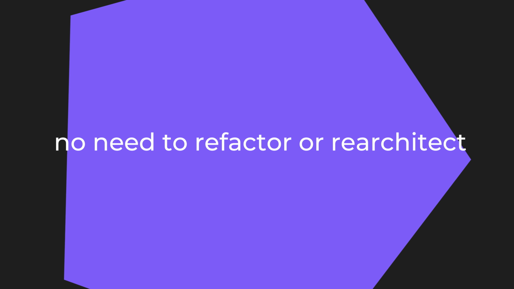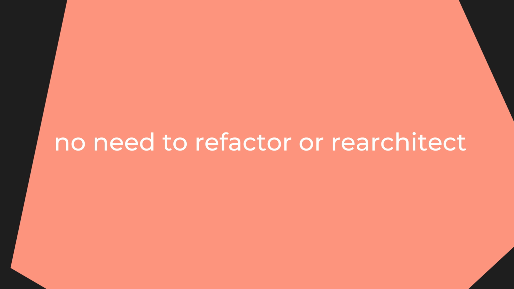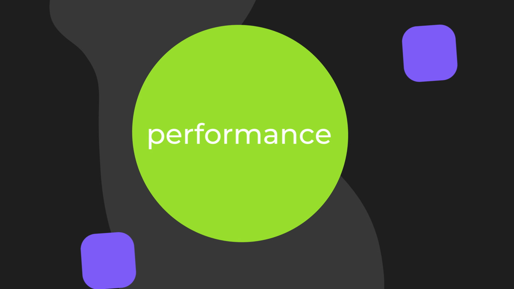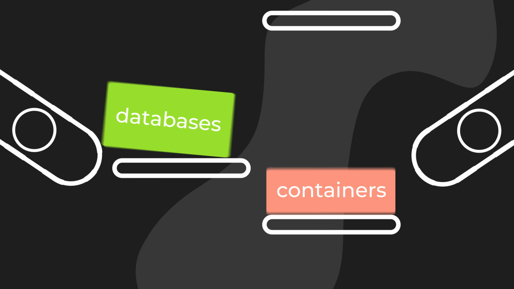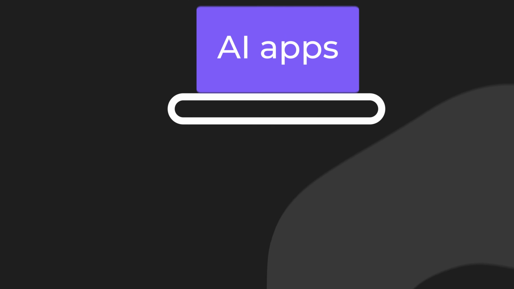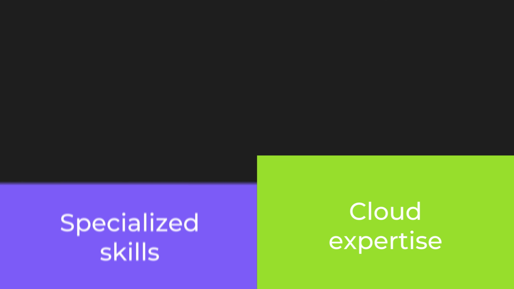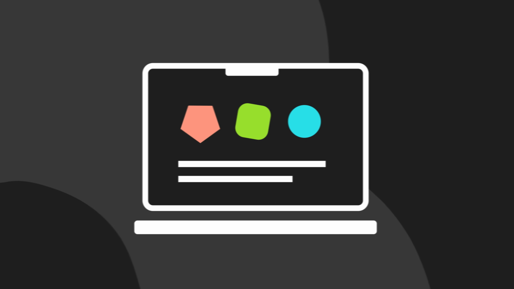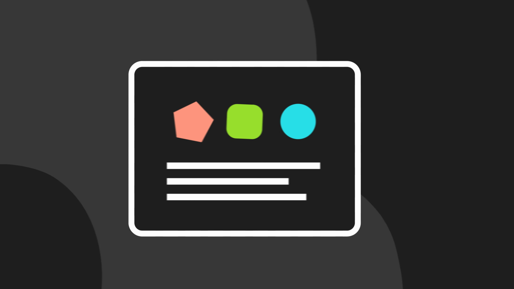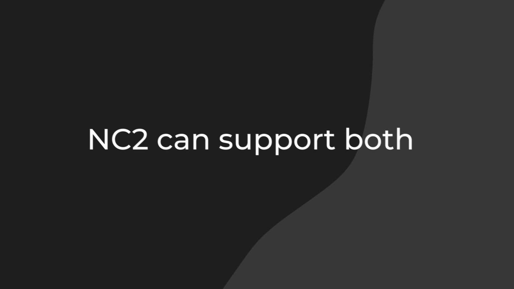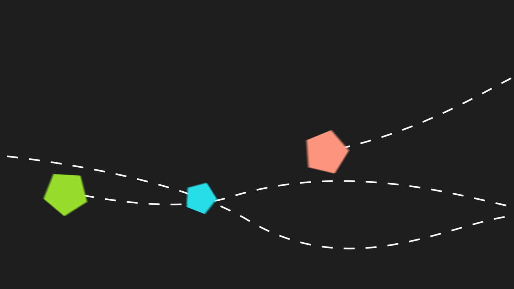With NC2, there's no need to refactor or re-architect applications to get them running in the cloud with all the required performance and resilience. VMs, containers, databases, virtual desktops, and AI applications move as is. Specialized skills and cloud expertise are not required. Whether your apps run in virtual machines or are containerized in Kubernetes, NC2 can support both, giving you the flexibility to run apps where they perform best.